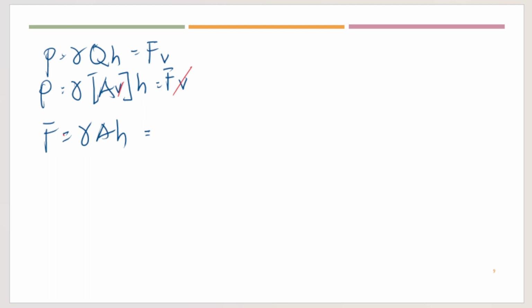Pwede natin gawin na naka-English tayo. That means, yung ating mga units ay in English, pwede rin naman naka-metric. Okay? Ang ating gamma sa English ay naka-pounds per cubic foot. Sa metric is naka-newton per cubic meter. Okay? So, sa English, that is 64 pounds per cubic foot. Sa metric is 9,810 Newton per cubic meter. Pero dahil binigyan tayo ng mga units na naka-English, so, English system ang gagamitin natin.